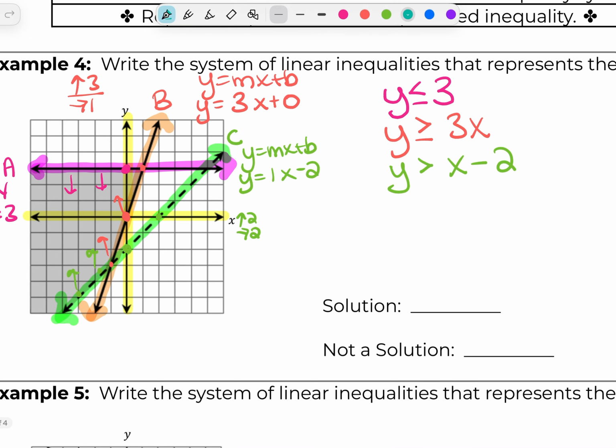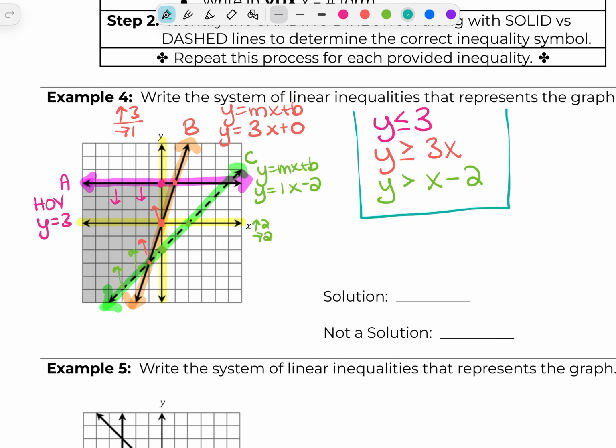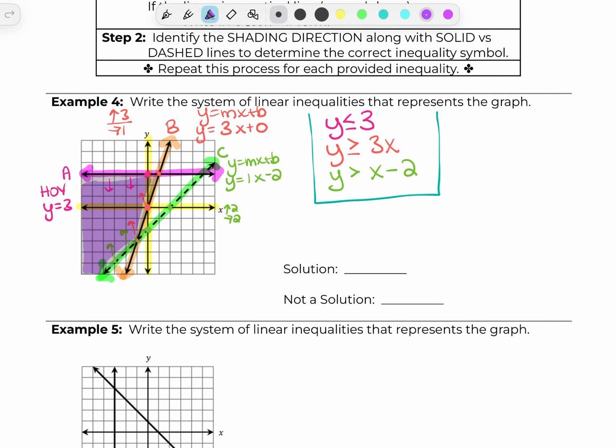So these are my 3 inequalities: y is less than or equal to 3, y is greater than or equal to 3x, and y is greater than x minus 2. From there, you have some options, solution versus not a solution. So remember, make sure that you're in that final mixed section, they've already highlighted it for you. And then pick any ordered pair in there to be a solution. And any point that is not in there would be not a solution.